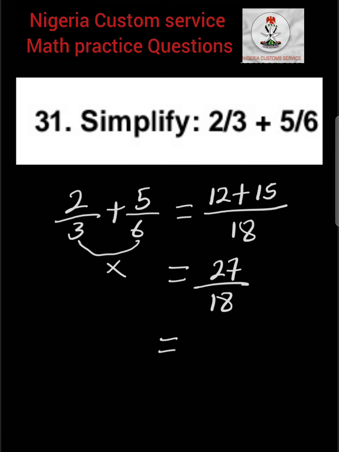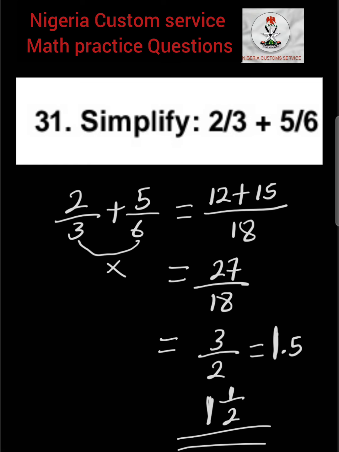Now we need to reduce this fraction to its lowest form. 9 can go into 27 3 times, and 9 can go into 18 2 times. So the answer is 3 over 2, which is the same as 1.5. Or if the option is given as a mixed fraction, we can convert 3 over 2: how many times can 2 go into 3? Only one time, with remainder 1 over 2. So this is the answer.